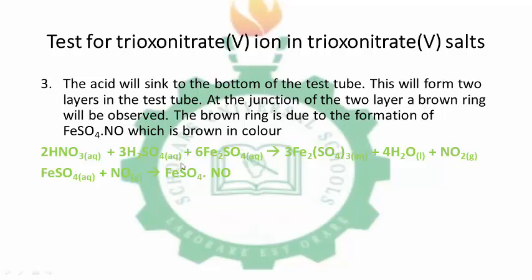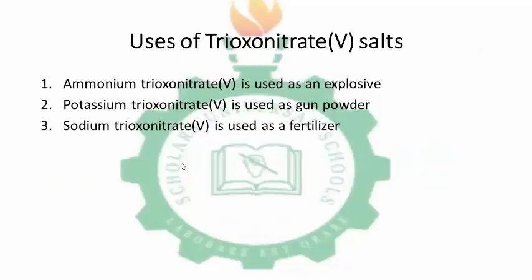Now please let's take note that this brown ring test is mostly not carried out by students in the laboratory because of the use of concentrated tetrasulfate 6 acid, which is very dangerous when it comes in contact with the skin. So let's take note of that.